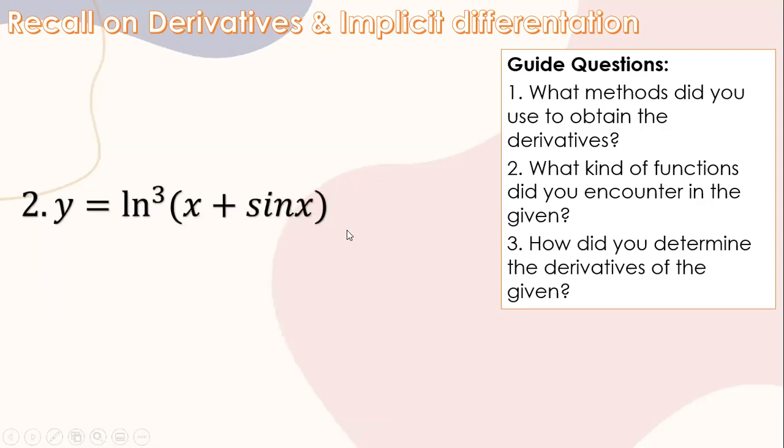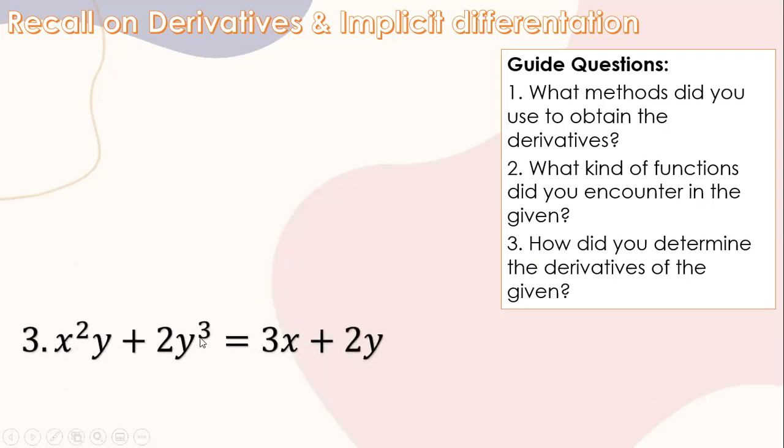Okay, and nag-derive tayo directly. So, on the other hand, para sa pangatlong item natin, we have x squared y plus 2y cubed is equal to 3x plus 2y. Okay? So, ang gagawin natin dito ay implicit differentiation, since hindi nakahiwalay si y sa other variable. Okay? So, we will be differentiating this with respect to x directly. Okay? So, hindi na natin siya gagalawin.